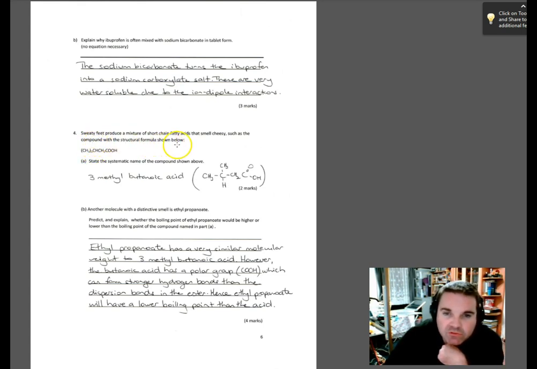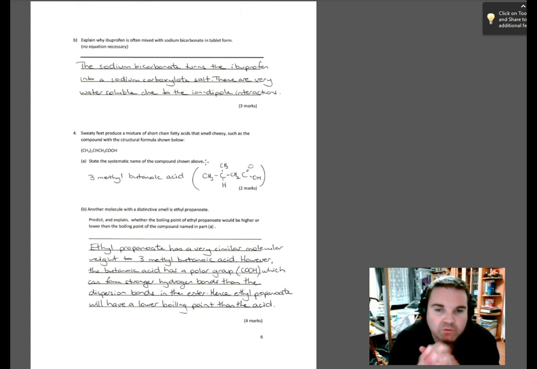Sweaty feet produce a mixture of short-chain fatty acids that smell cheesy, such as a compound with the structural formula shown below. Systematic name. So what I suggest you do is you actually draw this out. Put your carbon, carbon, C double bond OH, and then there's two CH3 groups there, so there and there. If you draw it out, you can actually see this structure far more easily as 1, 2, 3, 4. So it's butanoic acid, because that's a carboxylic acid group. And then the third one is a methyl group, so 3-methyl butanoic acid. Always draw them out on scrap pieces of paper. It's always going to work out better for you.